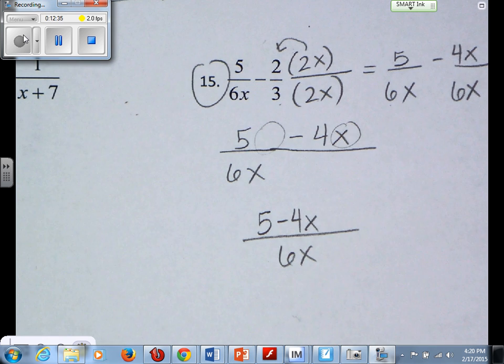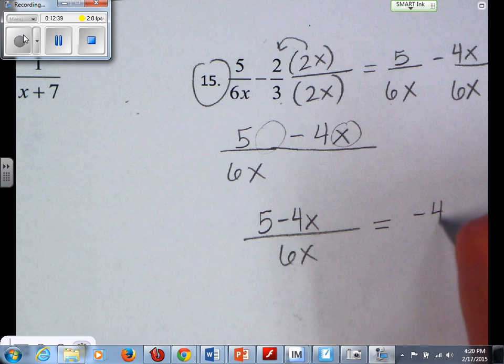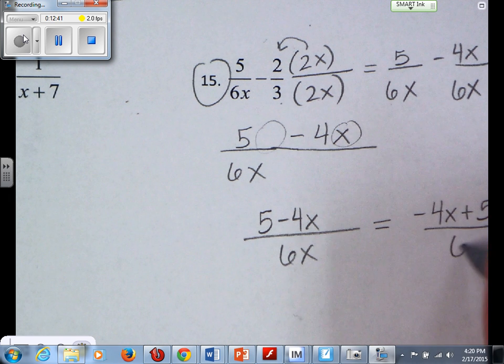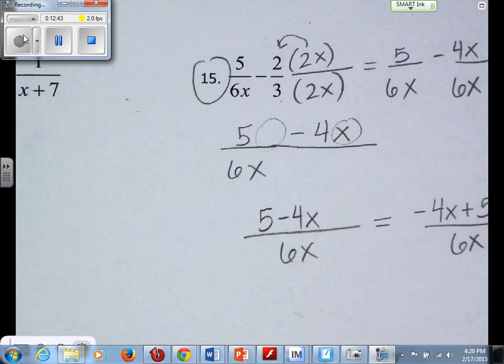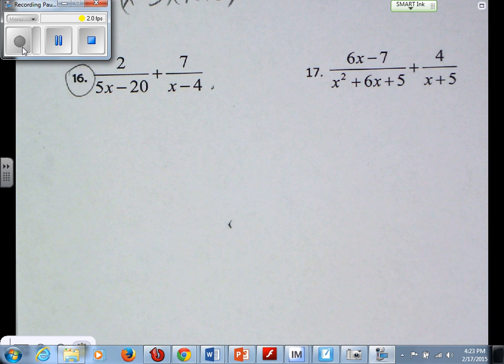So if you look at your answer choices, you see something very similar to that, except it's written negative 4x plus 5 all over 6x. They are the same thing, so just look for that answer choice on your answer bank.